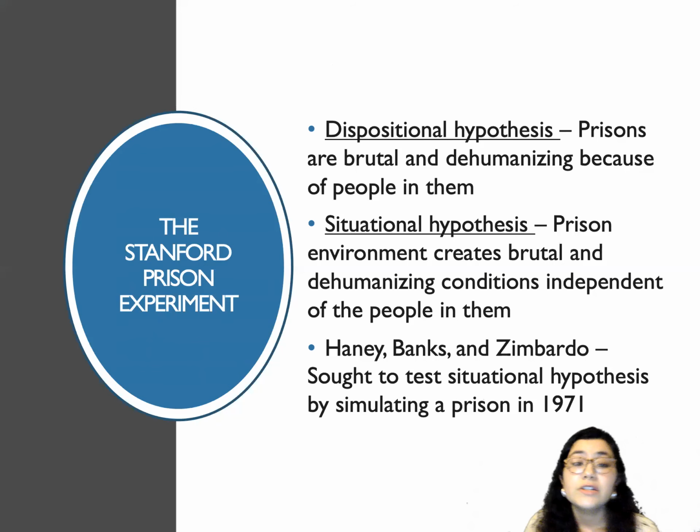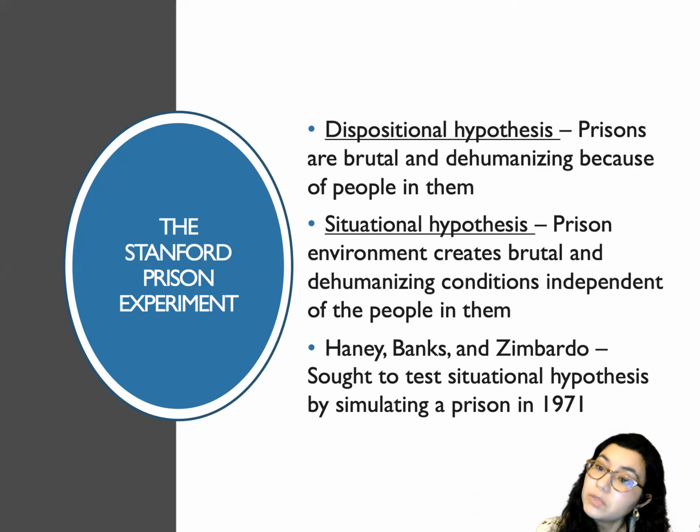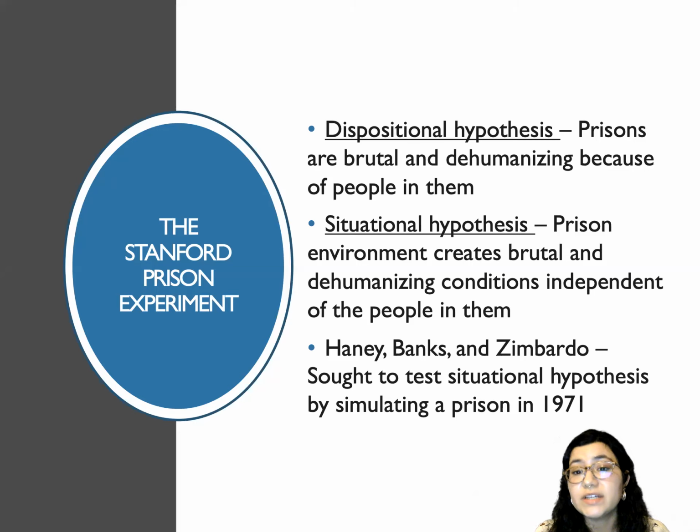So an example of a research design gone awry is the Stanford Prison Experiment, which you all may be aware of. It tried to test two hypotheses about prisons: the dispositional hypothesis, that prisons are brutal and dehumanizing because of the people in them, and the situational hypothesis, that the prison environment creates brutal and dehumanizing conditions. This study was done by multiple researchers in 1971, and it simulated a prison. Because it's simulating that environment, if the people within it engage in a way that is brutal, then they would say, okay, this is support for the situational hypothesis.